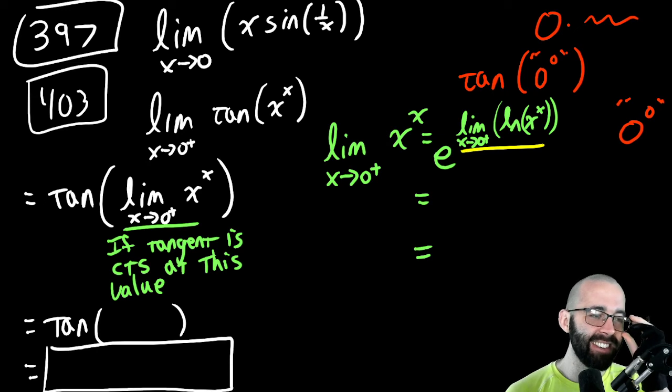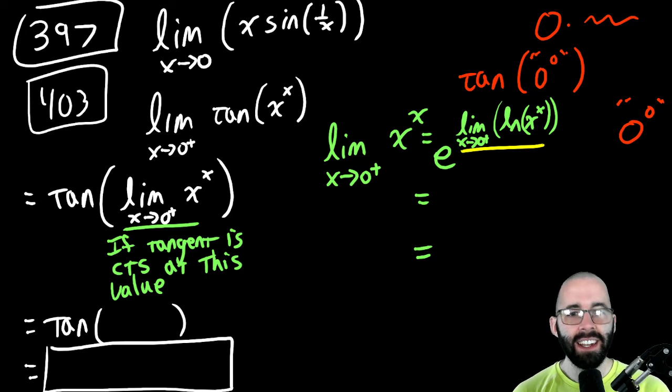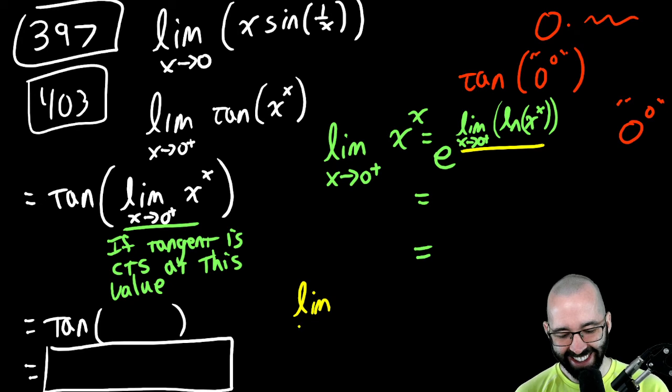I need to calm down. I'm teaching. I'm not just having a good time. I need to be teaching. Solemn Jason today. Okay. So what's this yellow limit? Welcome to the end of class.